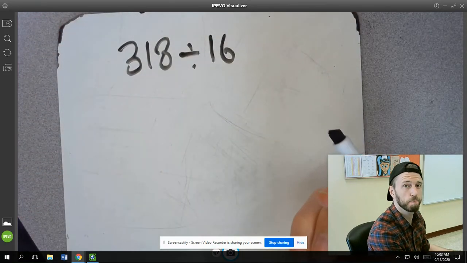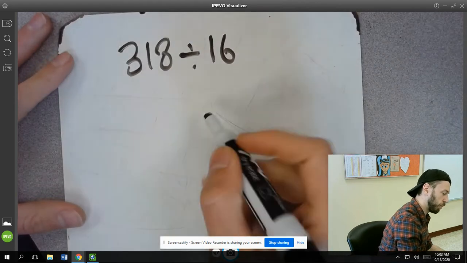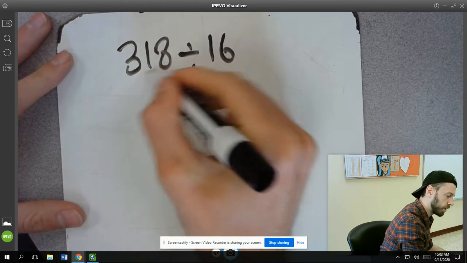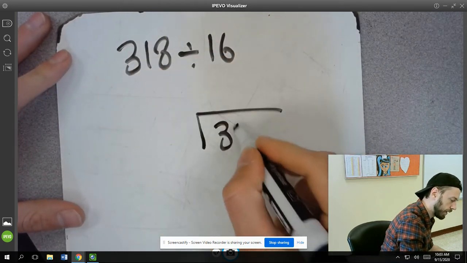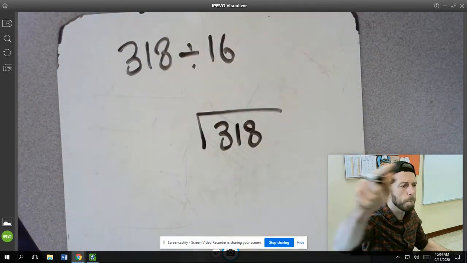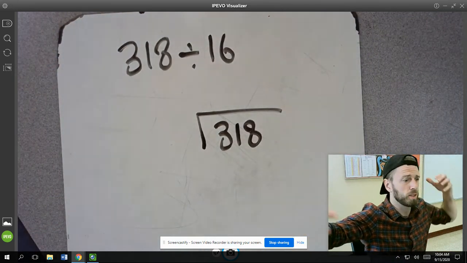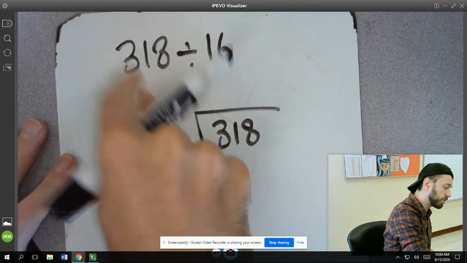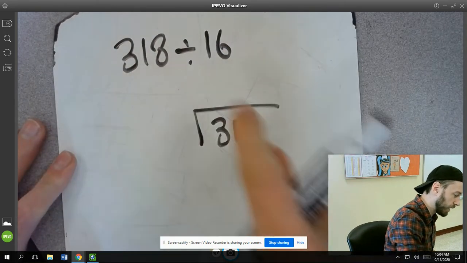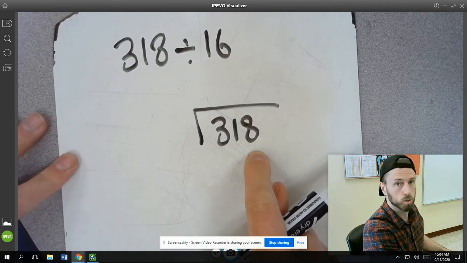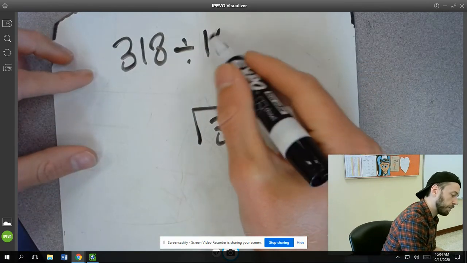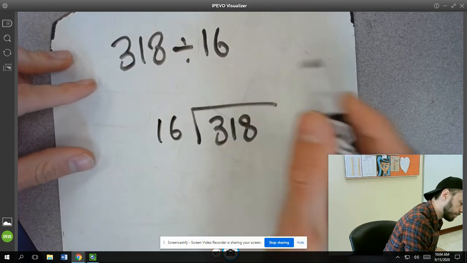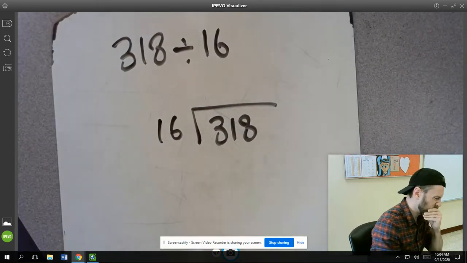First, we have to set this one up. Just like I mentioned earlier, it's important that the dividend right here goes inside. So we have 318 inside, what's being divided. Some people think that it has to do with which number is bigger or smaller. That is not true. It has to do with which number comes first. That is the dividend. That goes inside always, no matter if it's bigger or smaller. And then our second number here, the divisor, goes outside. And then now we have to divide.